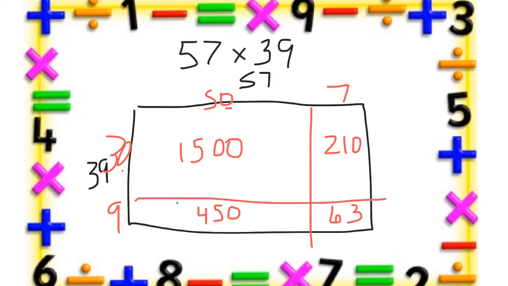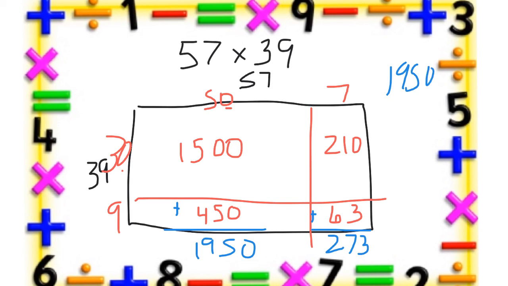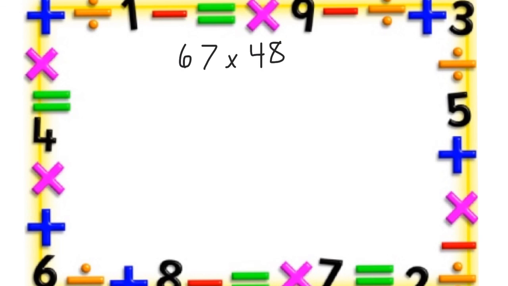And again, I can add. I think I'll add going down. And so that gives me 1,950. This gives me 273. And I think I'll set up to get my final answer, rewrite them vertically to help me out. And I'll use a carrying method. And so I get 2,223.